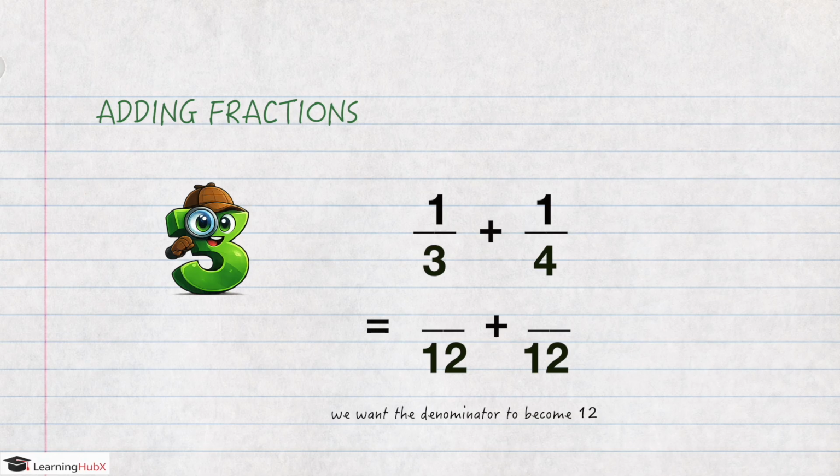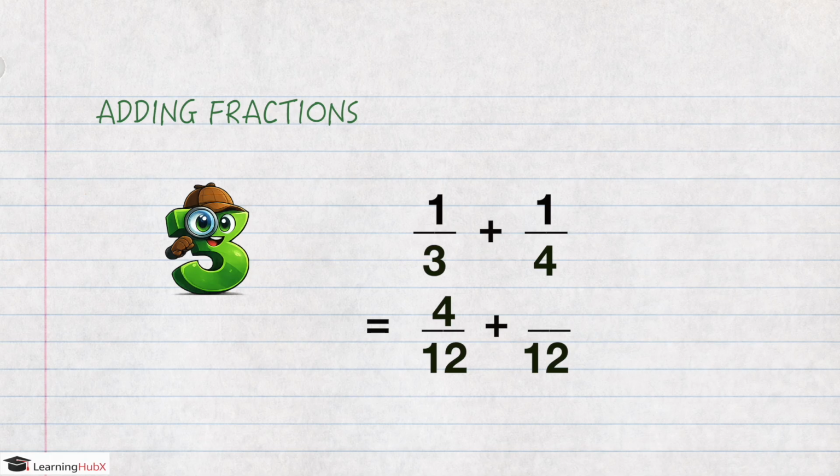Next, we need to find the new numerator. For the first fraction, 1 over 3, we want the denominator to become 12. So we ask, 3 times what equals 12? 3 times 4 equals 12. That means we multiply both the numerator and the denominator by 4. 1 times 4 equals 4. 3 times 4 equals 12. So 1 over 3 becomes 4 over 12.